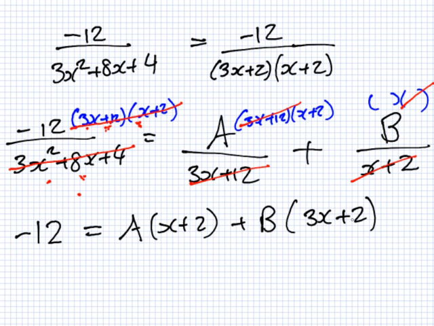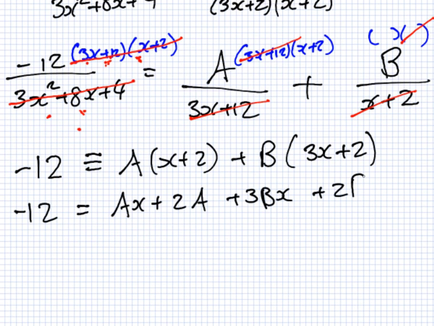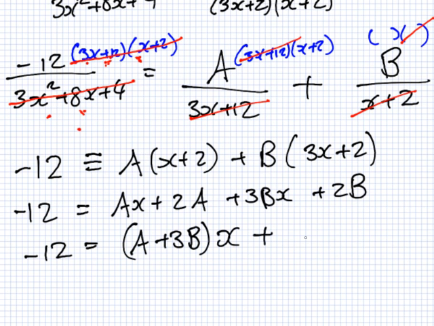Now, this isn't really an equation. It's more of an identity. We cannot solve for x here. We're saying that they should be the same. So let's simplify on the right. We have ax plus 2a plus 3bx plus 2b. That is a plus 3b, x, plus 2a plus 2b.